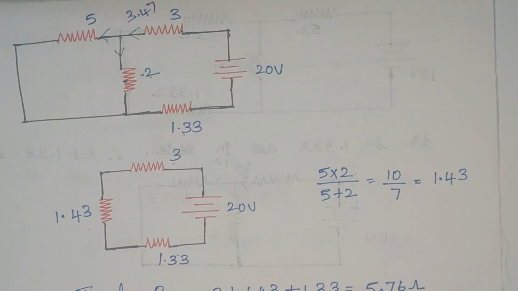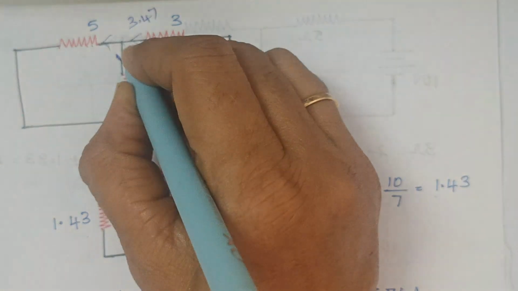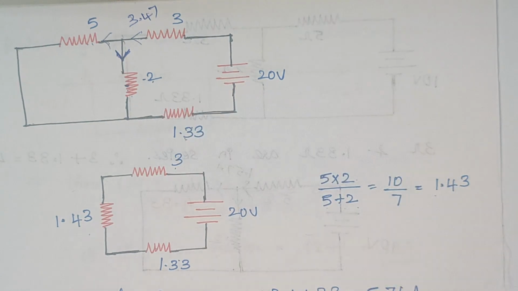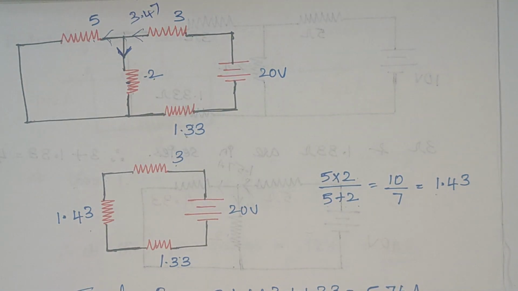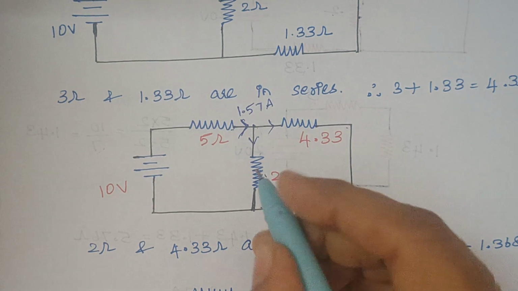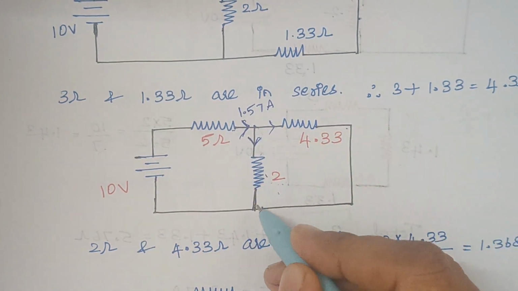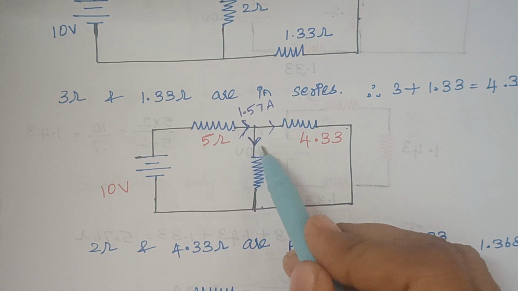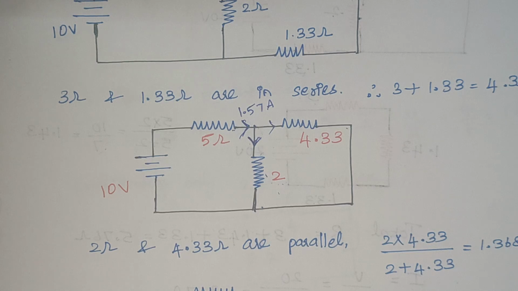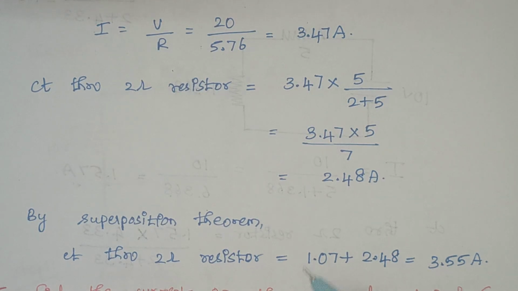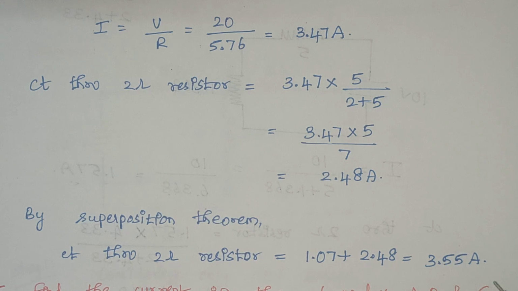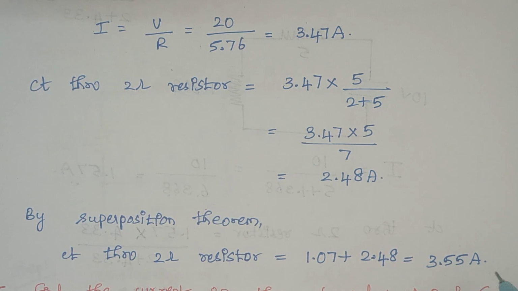So just look at the direction of the current. Here the direction of the current is like this, right. It flows from up to down. Again, now look at the direction of current for the previous case. So again it flows from top to bottom, right. So the direction of current for this 2 ohm resistor remains the same here. Therefore, by superposition theorem, we are going to add those two currents, right. 1.07 plus 2.48. So that gives the answer as 3.55 amps, right.